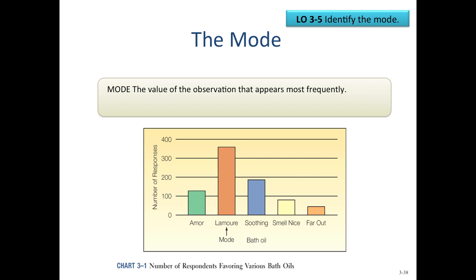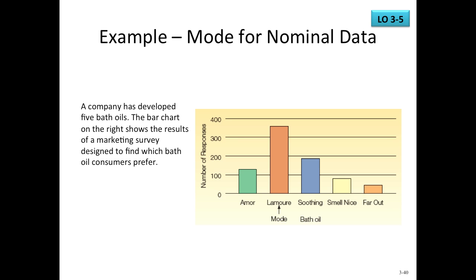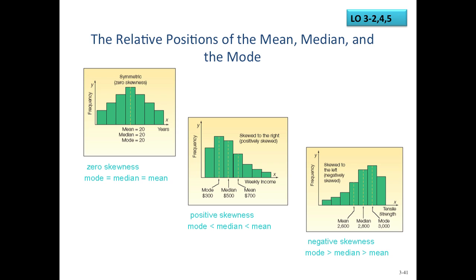And the mode is just the most frequently occurring. So here, distance in miles between exits, 1 mile is the most frequent. It happened 8 times. And that's the same thing. So this is good to know.